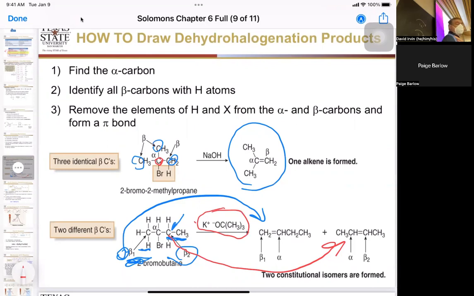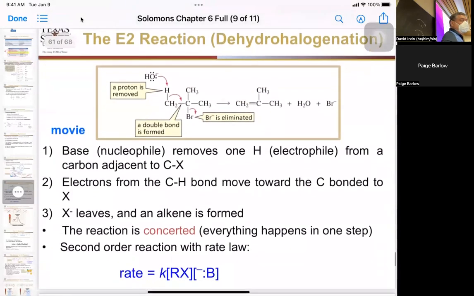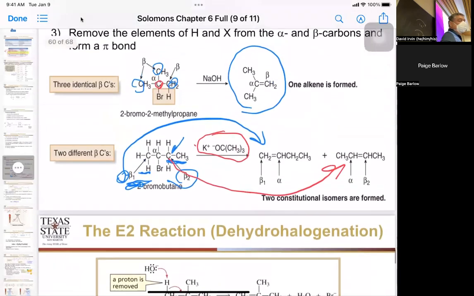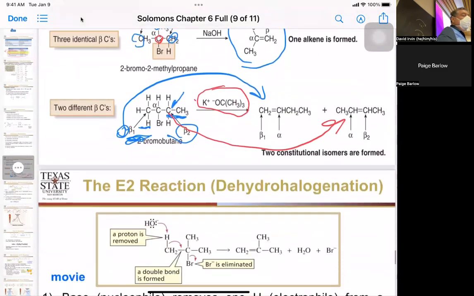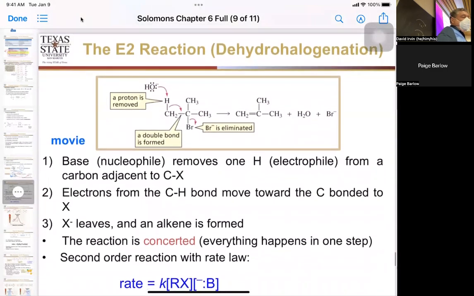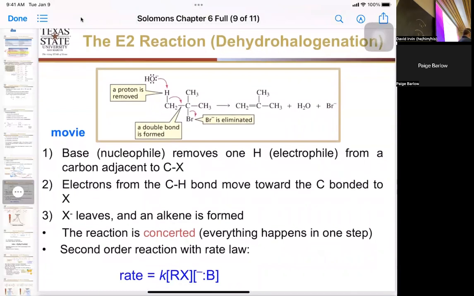Okay. So in the case of our 2 different ones, we have that. So how can we predict which of those alkenes is going to be formed more? In theory, you're going to form both of them, but which one are you going to form more? Okay. So we have some rules for that. We're going to see that there's going to be a favorite for which set of beta hydrogens are removed. So let's look at how we would do that as an E2 reaction.